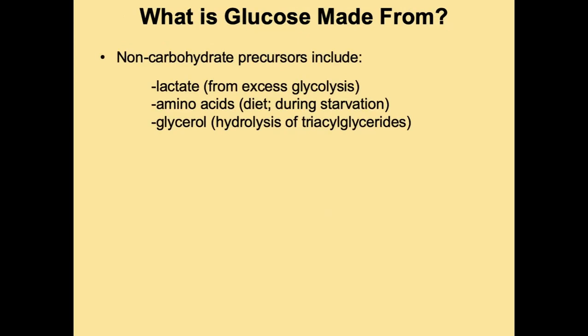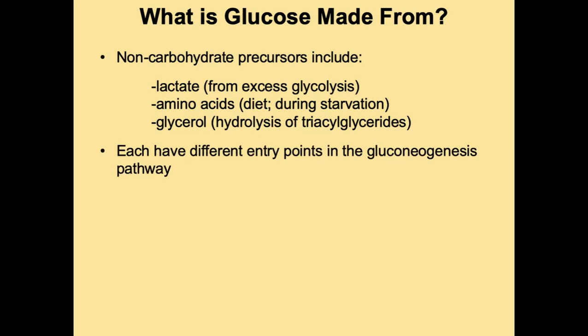So what can we make glucose from? Well, the non-carbohydrate precursors will include lactate. Remember that lactate is produced by glycolysis in the absence of oxygen. So lactate can be converted back to glucose. We can also use amino acids, and these will come from your diet or from the breakdown of proteins when you're not getting sufficient glucose from your diet, and also from fatty acids such as glycerol, and we get this by the hydrolysis of triacylglycerides.